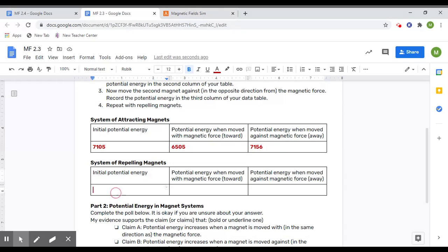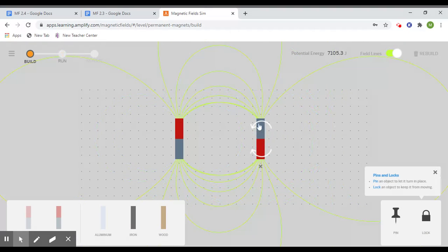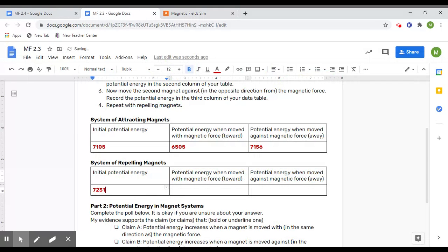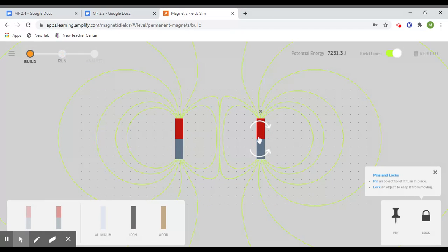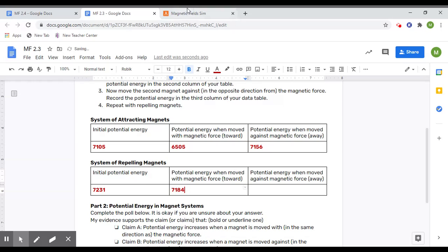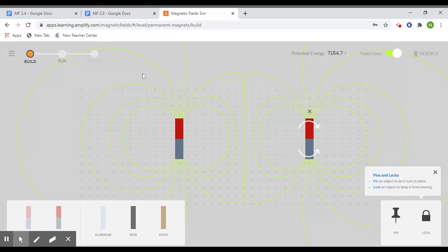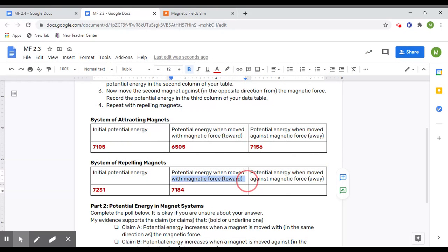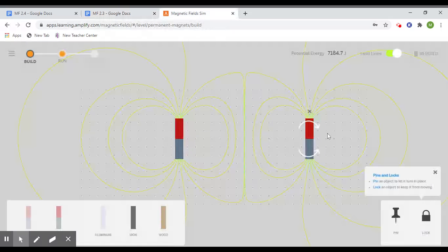Now I'm going to do the same thing for repelling magnets. Put them closer together. Repelling will be like this. 7,231. And now here's where the differences that, again, I wasn't too clear about in my 2.3 video. We are moving with the magnetic force, and for repelling magnets, that is going to be away. So I move it away to follow my magnetic force, right? Because if I let these run, they will go away from each other, and I get 7,184. And then, sorry, I was moving it with, this is the confusing part, right? I'm moving it towards the magnetic force, but in repelling, that is going to be moving away.